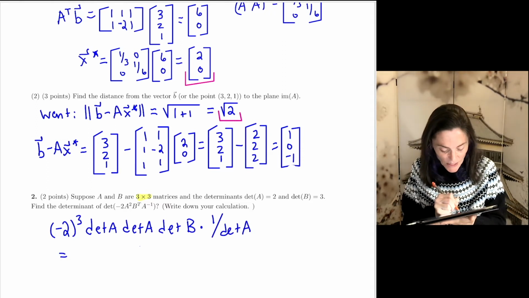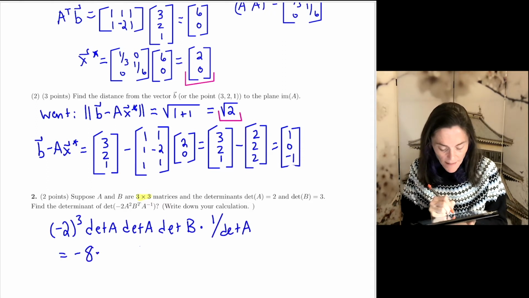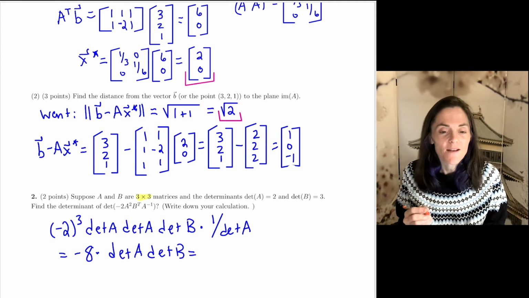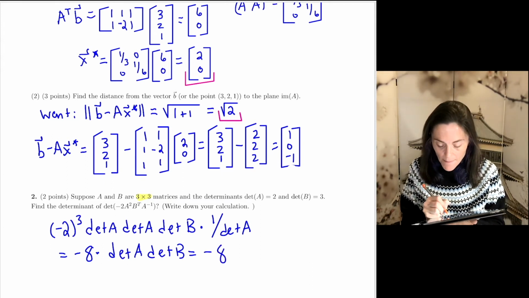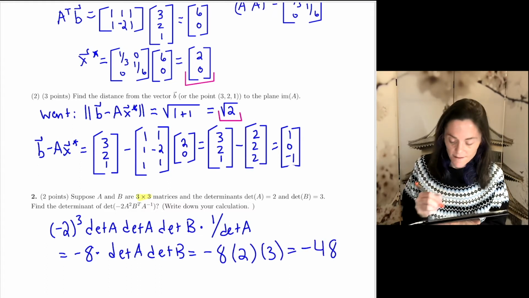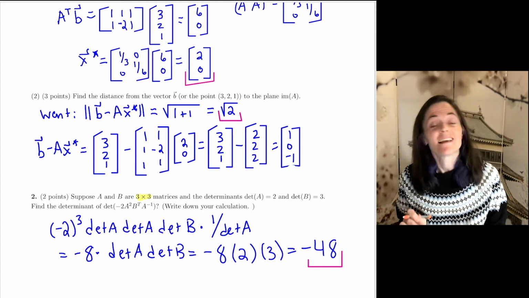Well, minus 2 cubed is -8. And then I have determinant A, determinant B. And this will be my answer here. So I have -8 times 2 times 3, which is -48. So this is my answer to number 2.